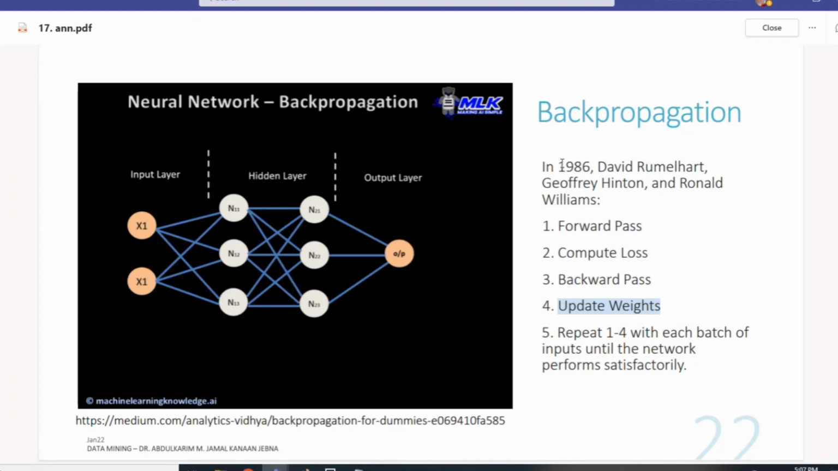And you see, back propagation has been there since 1986, before even you were born, right? So again, neural networks are not something new. They existed a long time ago.